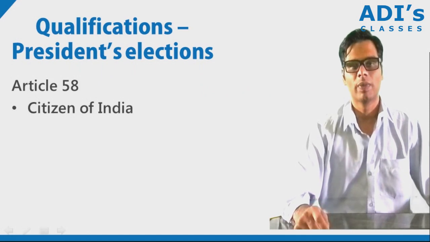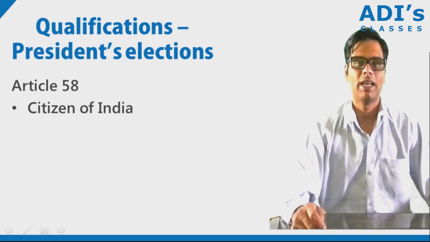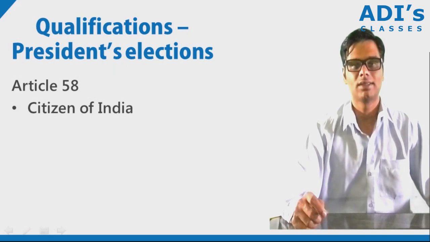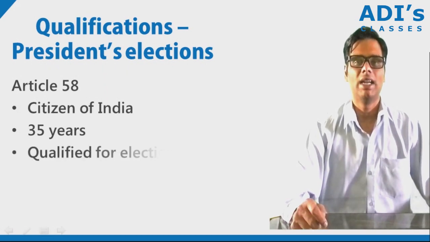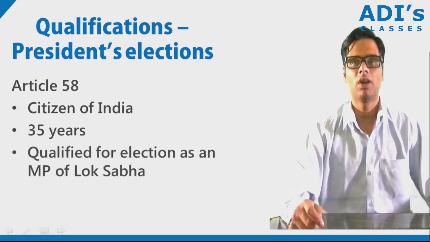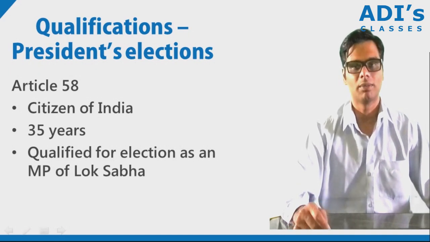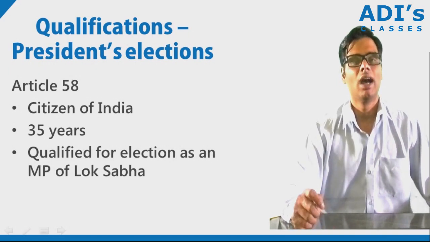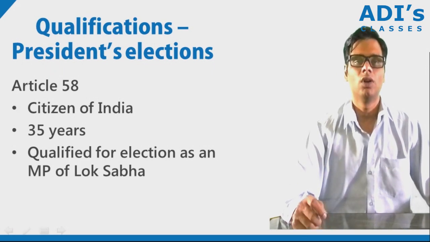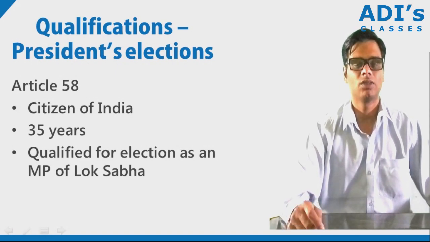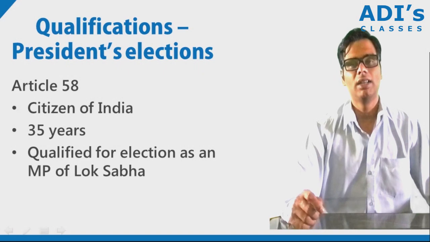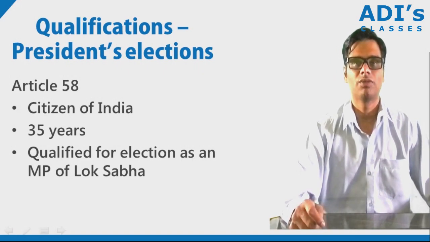It is as below. Article 58 says that no person shall be eligible for election as President unless he is a citizen of India, unless he has completed 35 years of age, and he is qualified for election as a member of the House of the People, that is the Lok Sabha. The Lok Sabha is also called the House of the People. So the person who wants to be elected as president should be at least 35 years of age, he should be a citizen of India, and he should be qualified for election as a member of the House of the People.